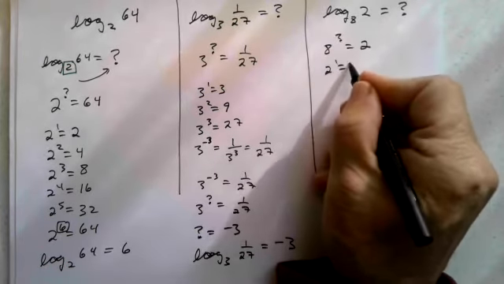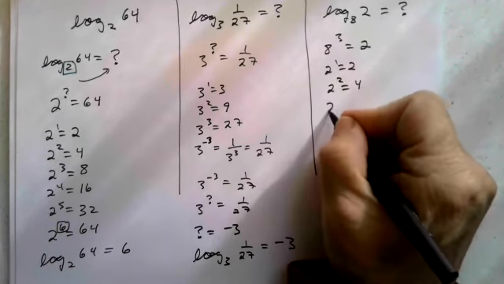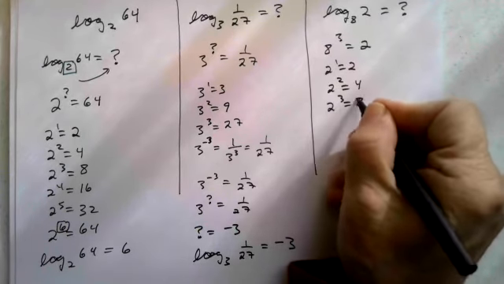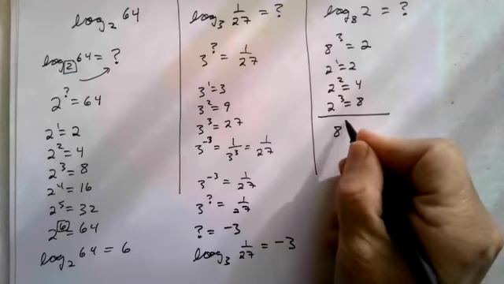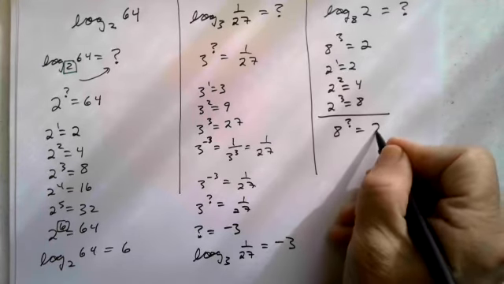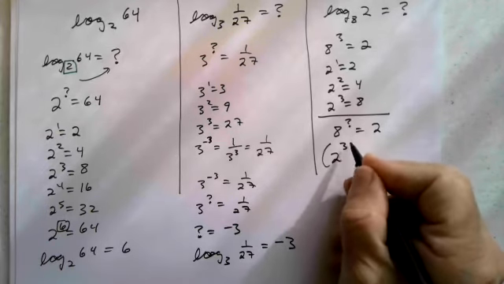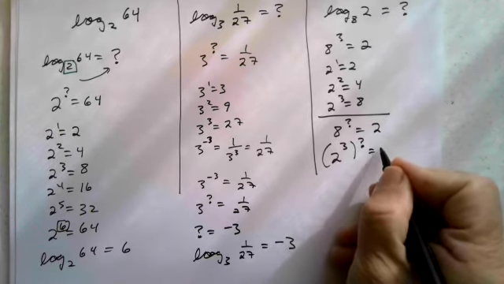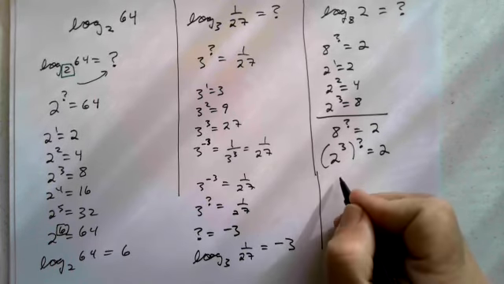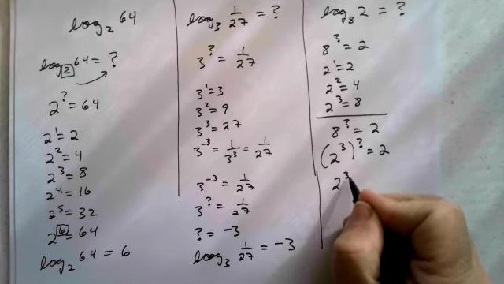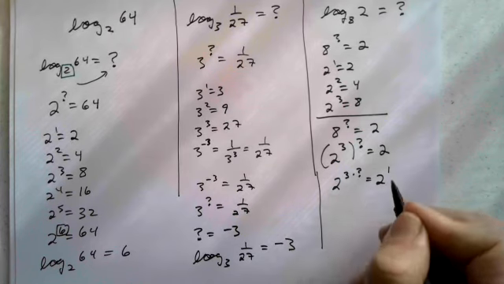2 to the first is 2. 2 to the second is 4. 2 to the third is 8. So 8 to what power is 2 is what I'm asking. But 8 is 2 to the third power. So 2 to the third power to what power equals 2? When we raise a power to a power, we multiply the exponents. So 2 to the 3 times question mark equals 2 to the first.